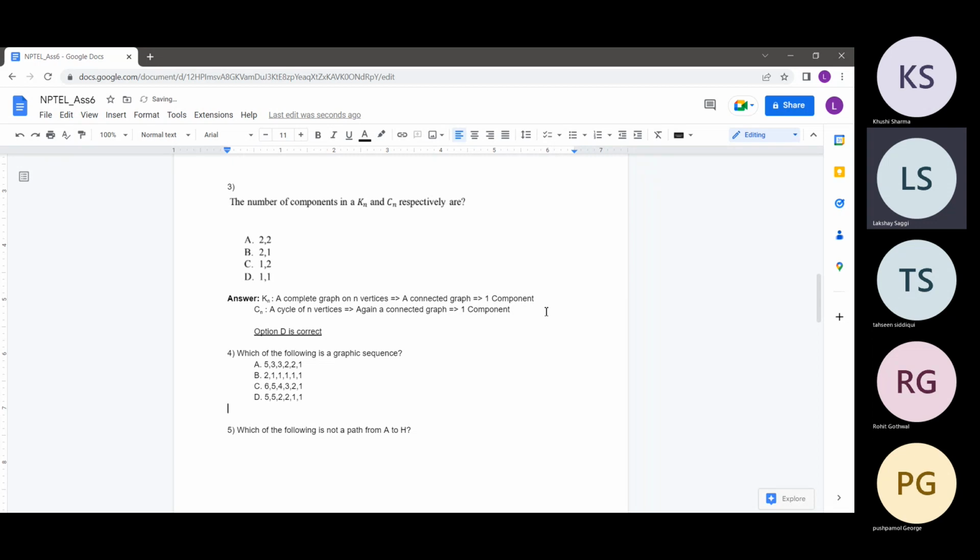Okay. Now comes a bit more interesting question. The previous questions were pretty straightforward and just used the definitions which you guys have already seen in lectures. So now we'll be using the theorem which we discussed in lectures.